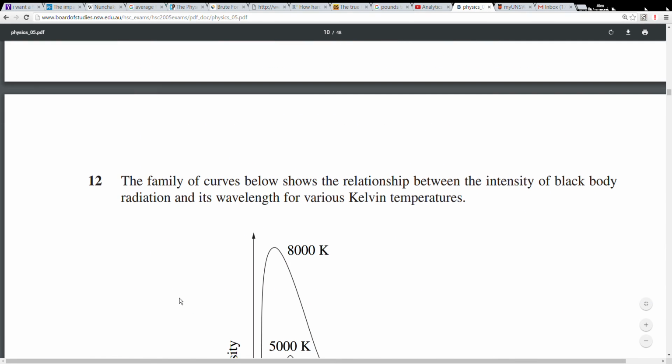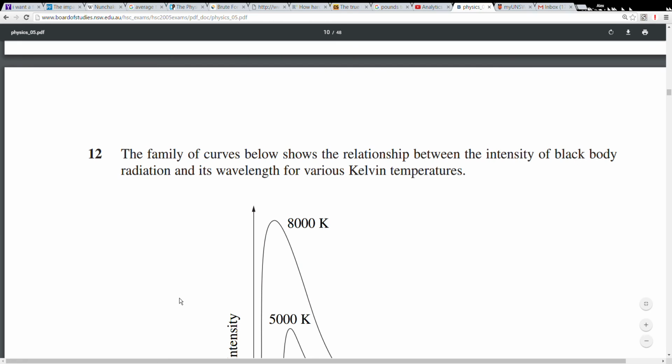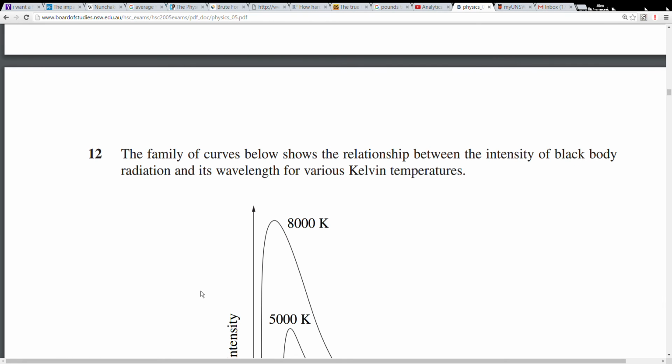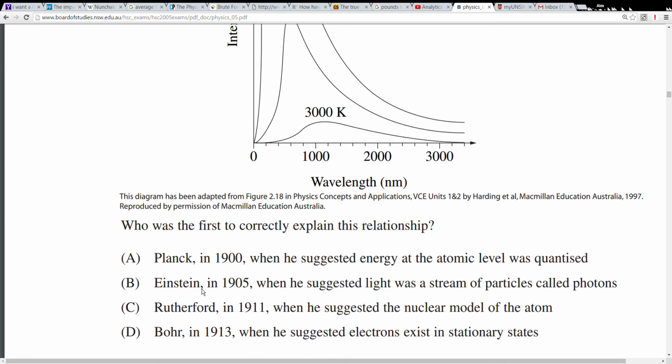Alright, a family of curves below shows the relationship between the intensity of black body radiation and its wavelength for various Kelvin temperatures. Who was the first to correctly explain this relationship? I believe it was Planck, and he suggested that light at the atomic level, or energy at the atomic level, was quantized.